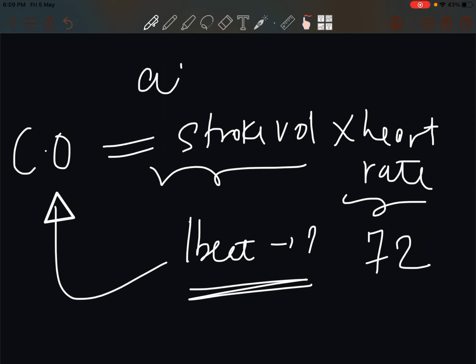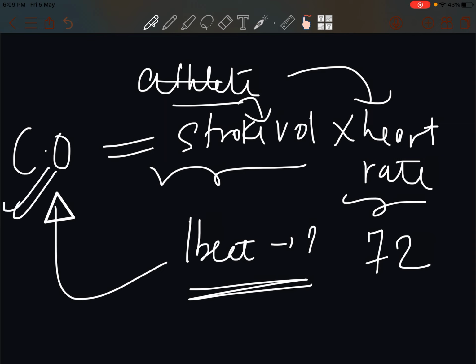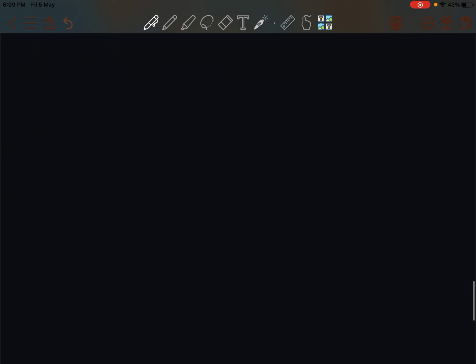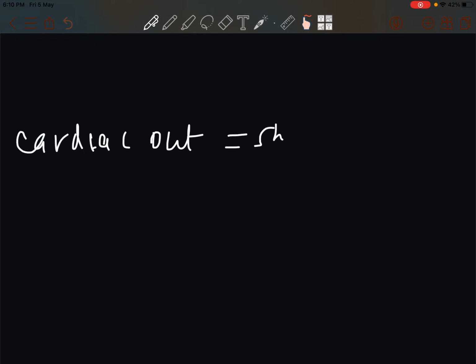Now in the case of an athlete, their heart rate increases, their stroke volume increases, so their cardiac output is much greater than an ordinary man. So this is just some information that I'm giving to you that you can know, and just in case you want to know the average values: cardiac output is equal to stroke volume times heart rate. Let me write the full forms.